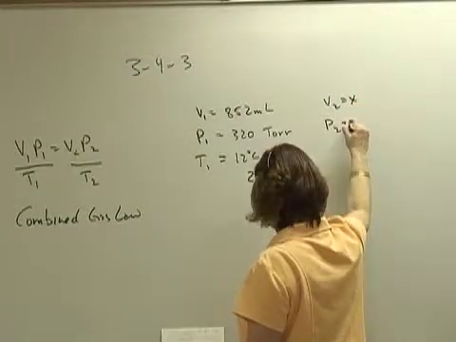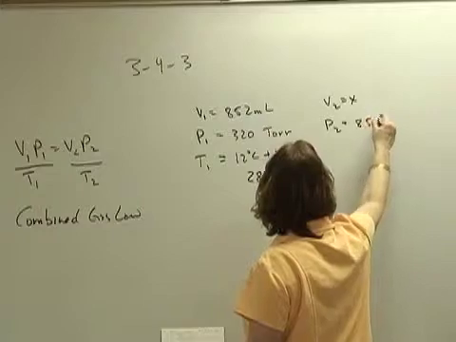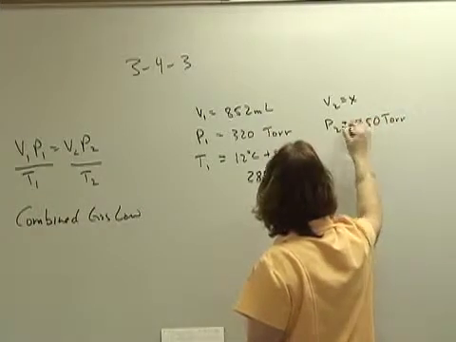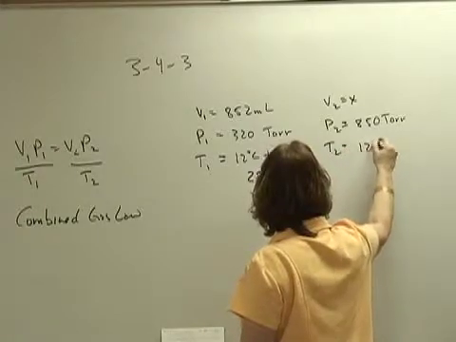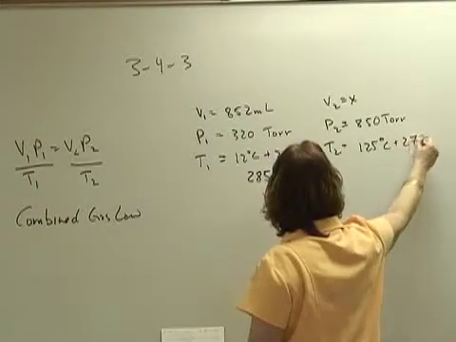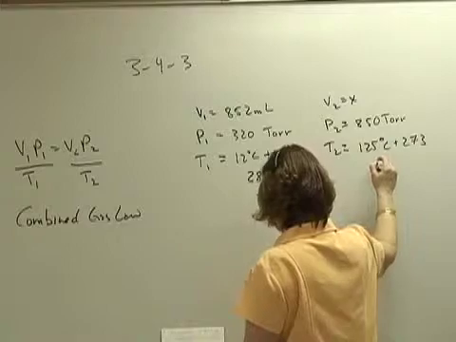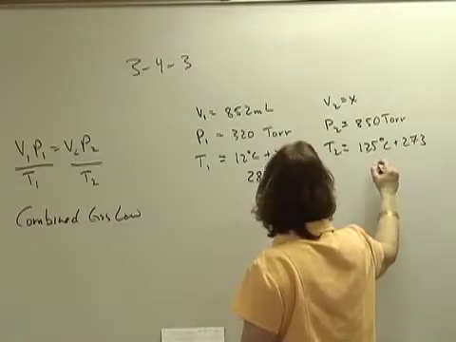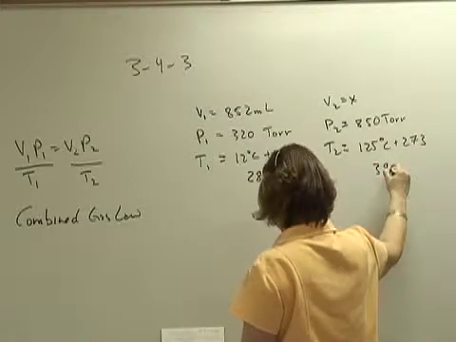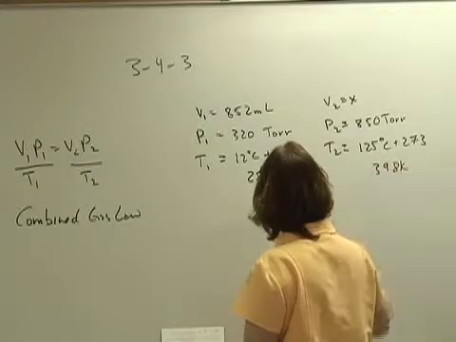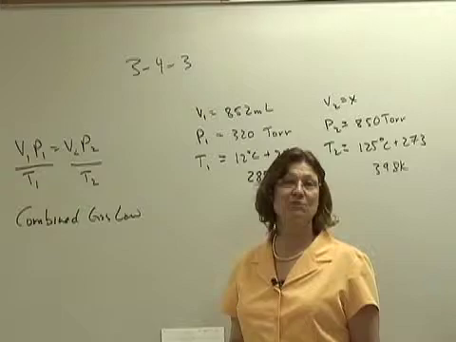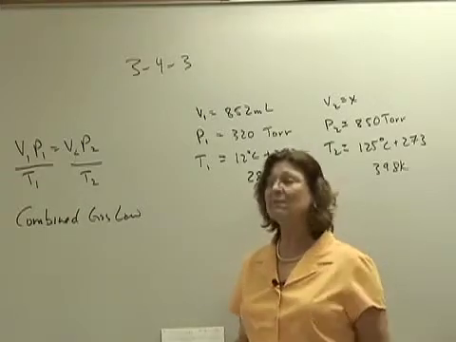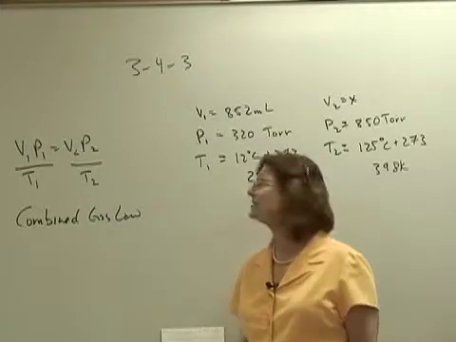My P2 is 850 torr. And my T2 is 125 degrees Celsius. And when I add 273, I get 398 Kelvin. And as long as my pressures are in the same unit, that's fine. I don't need to do any conversion. But remember that your units must be consistent.